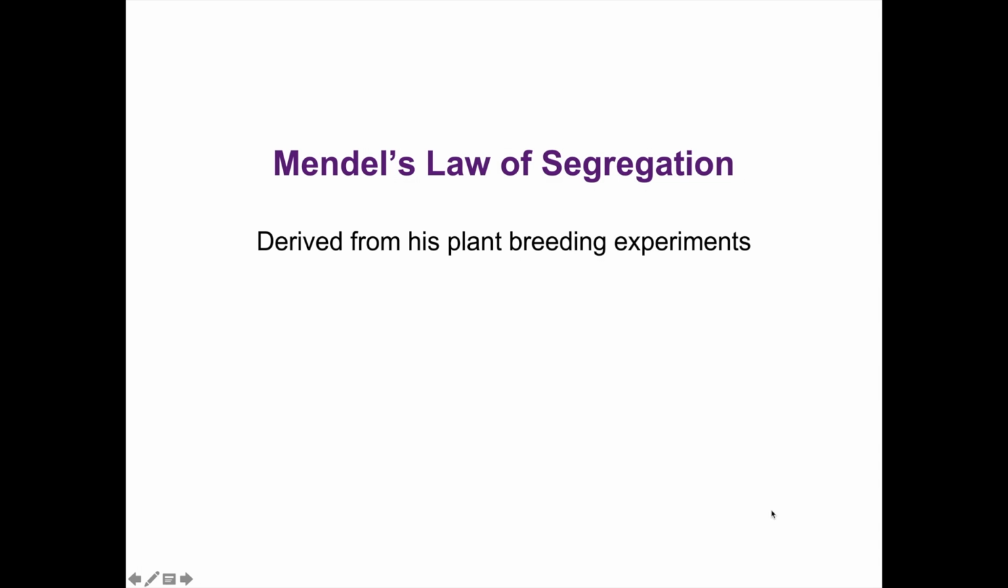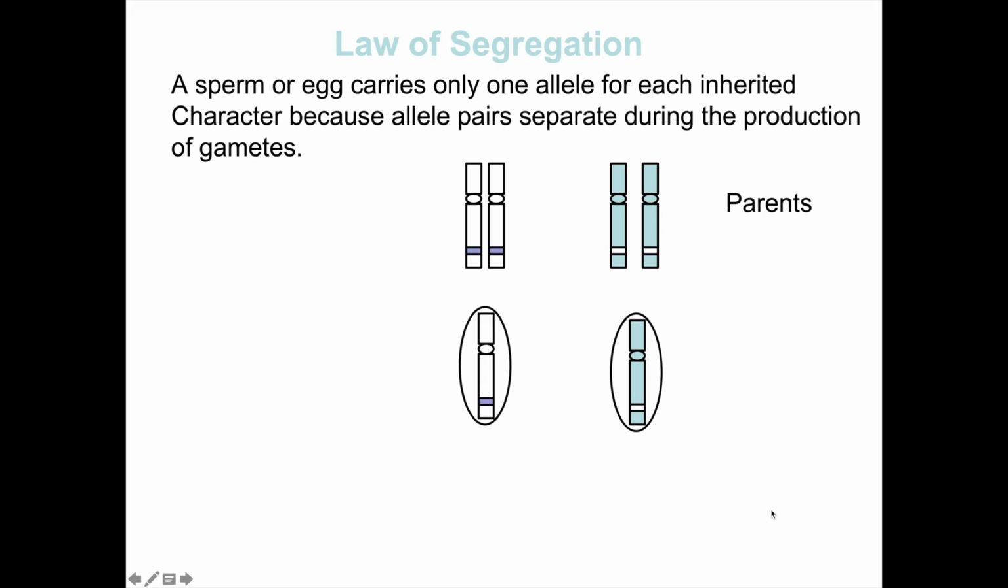Mendel's law of segregation are the rules that Mendel figured out from his experiments about how characteristics and different versions of characteristics are inherited throughout generations. The law of segregation says a sperm or egg carries only one allele for each inherited character because allele pairs are separated during the production of gametes.